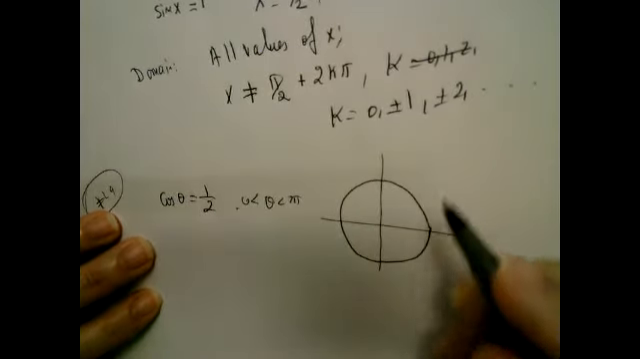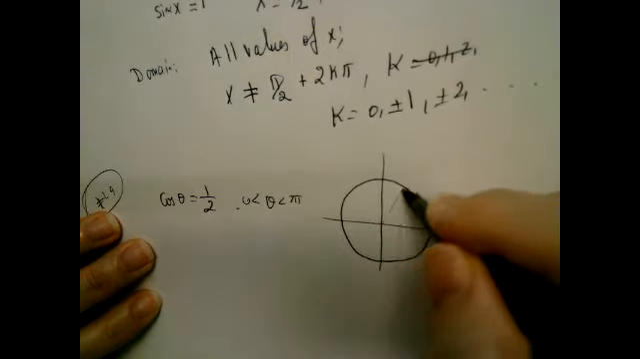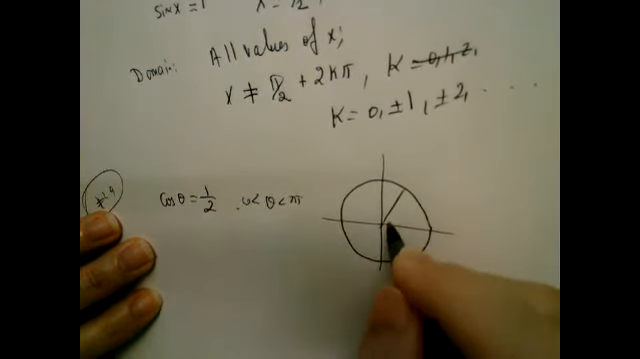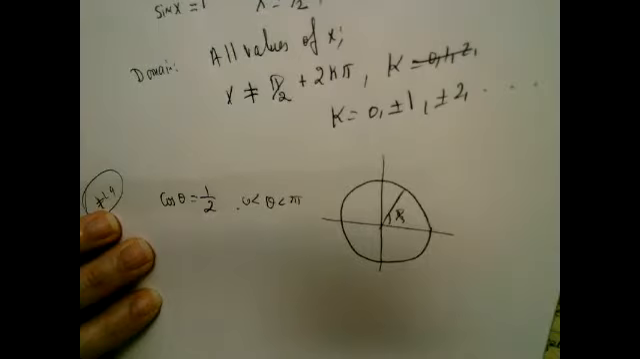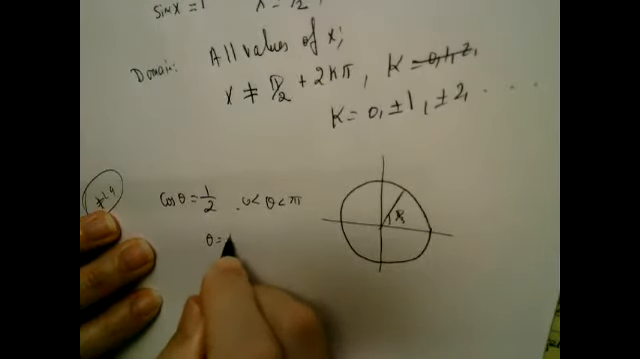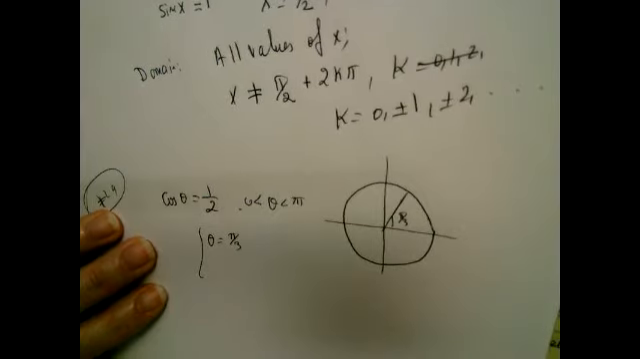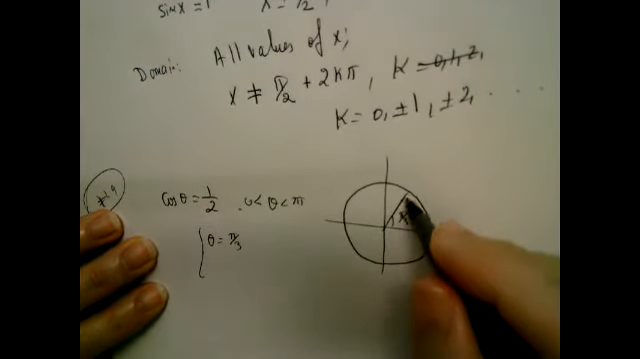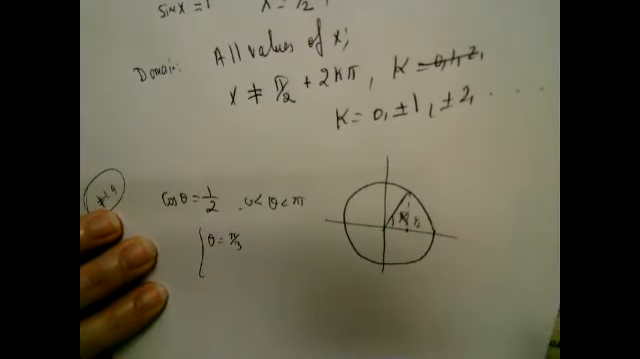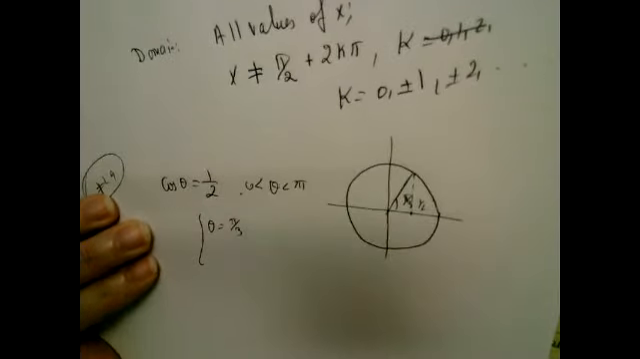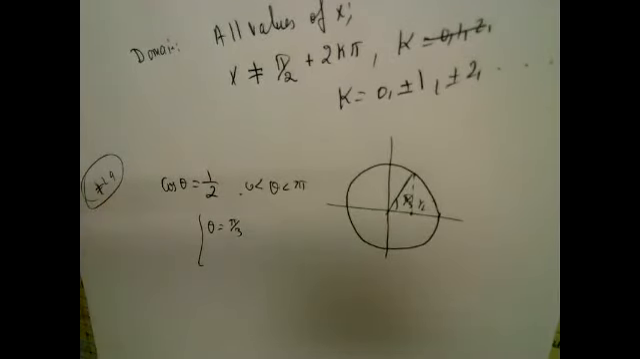Now we know one of them. We know pi over 3. So that's the one we should know. So theta equal pi over 3. Now, is this the only angle? Can anybody give me an angle whose cosine is a half, just using the idea of the unit circle? Who can give me another one? Anybody? Pi over 3, that's one of them. I want another one. 5 pi over 3.